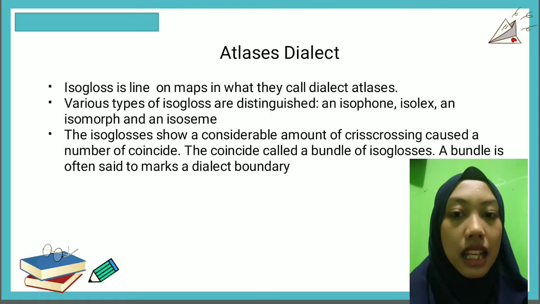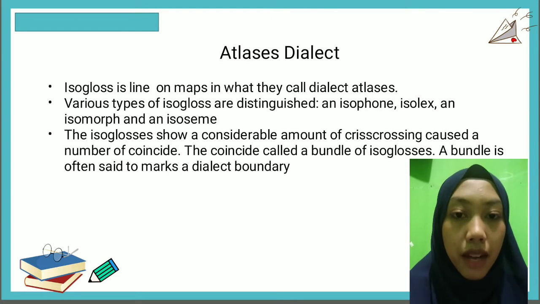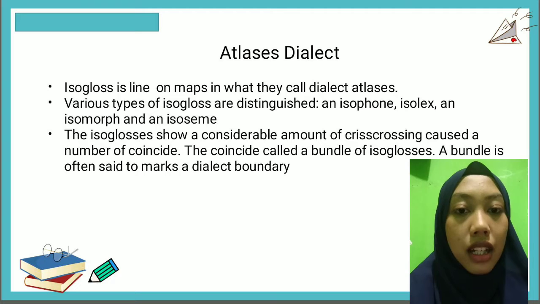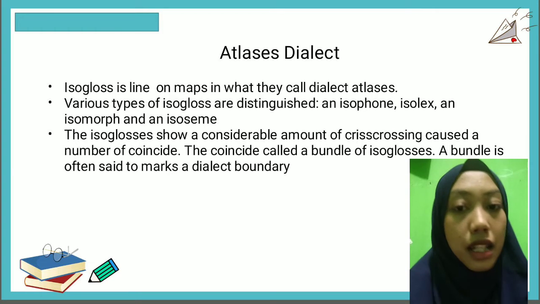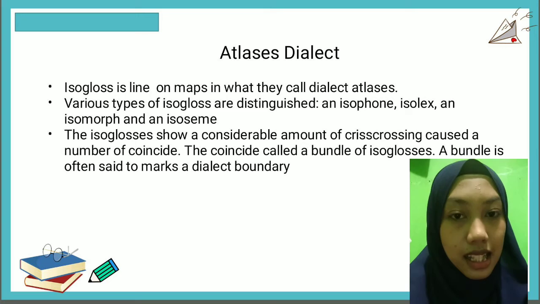Okay, the last is dialect atlases. Dialect geographers have traditionally attempted to reproduce their findings on maps in what they call dialect atlases. They try to show the geographical boundaries of the distribution of a particular linguistic feature by drawing a line on a map. Such a line is called an isogloss.